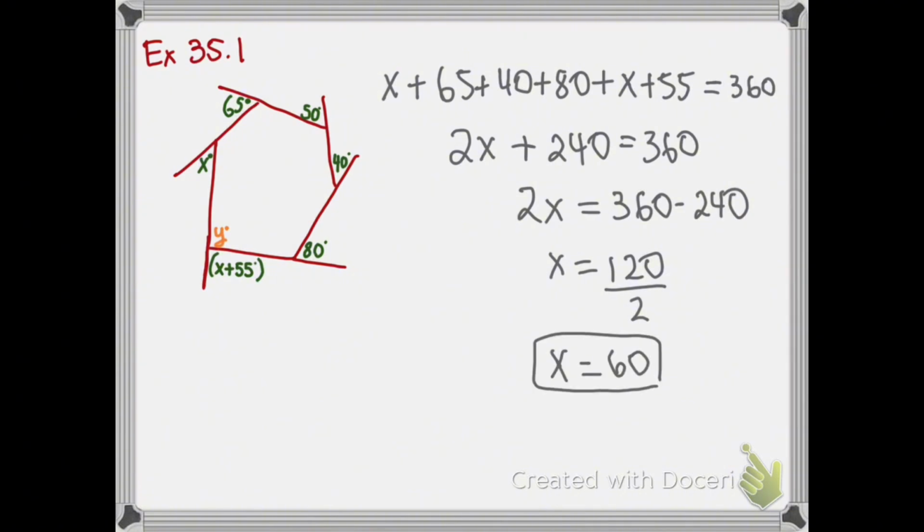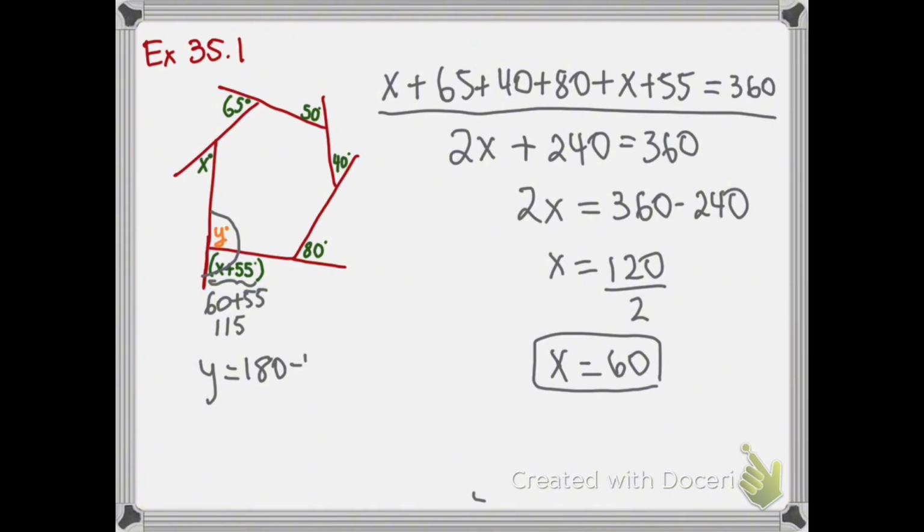So again, notice how we used something that we know about geometry, and we create an algebraic equation to solve it. Now to find the y, we have to first find this one. So it's going to be 60 plus 55, which is 115. These are supplementary angles. So y is going to be 180 minus 115, and that's it.